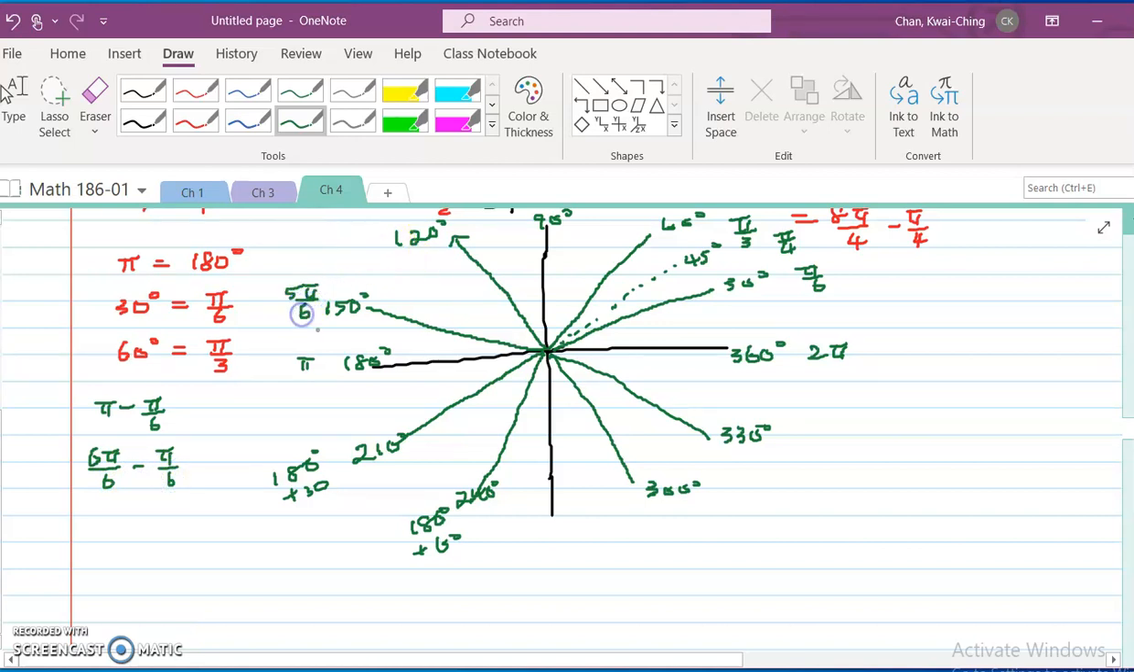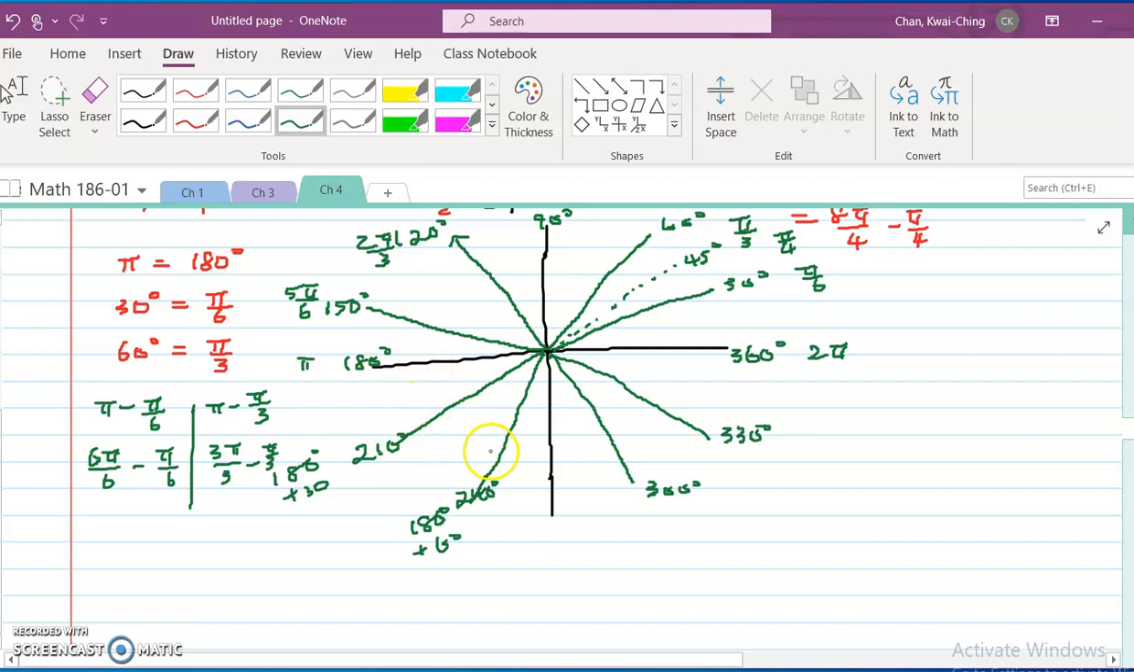You see how I never do the conversion, but I just subtract pi over 6. And what is 120? This is pi over 3. So I'll do pi minus pi over 3. So you get the idea. That would be 3 pi over 3 minus pi over 3, which is 2 pi over 3.